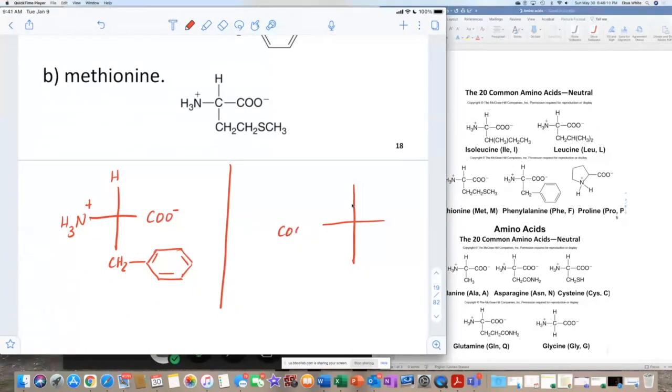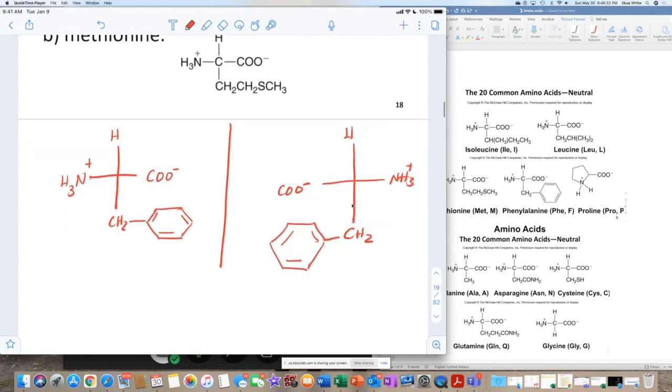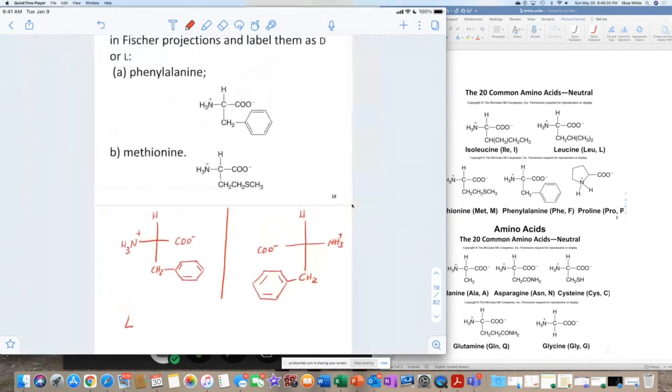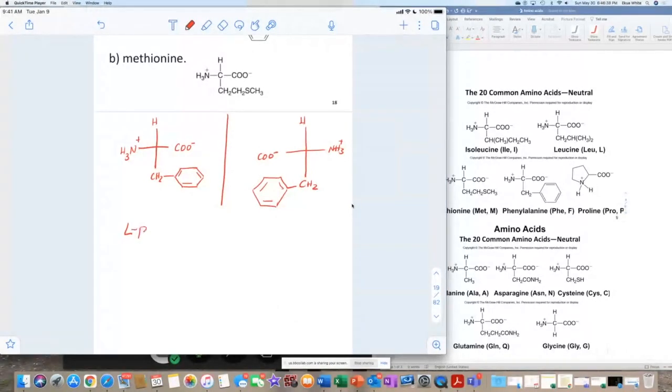Okay, so we're gonna have COO minus, NH3 plus, H. Then here we're gonna have CH2 dash benzene ring, like that. Yeah. Okay, so this would be the L-amino acid, L-phenylalanine. And this one on the right will be D-phenylalanine.